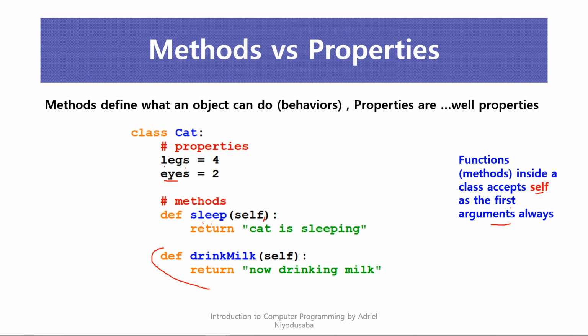For example, if I said self.drinkMilk inside this method, it will be able to run it here. The reason why it's able to do it is because of this self, because this will give me access to the memory location of this class, and it will have access to all the methods inside itself.